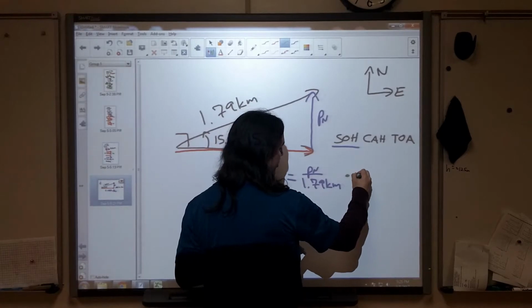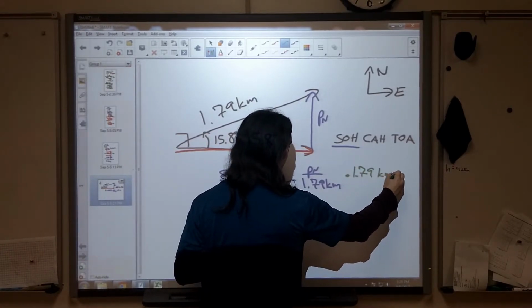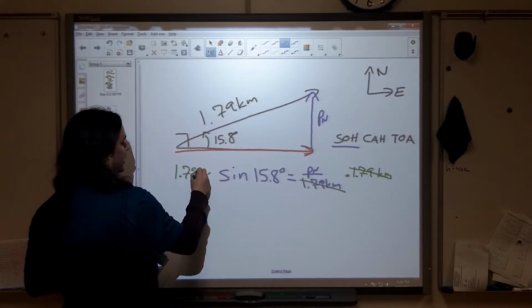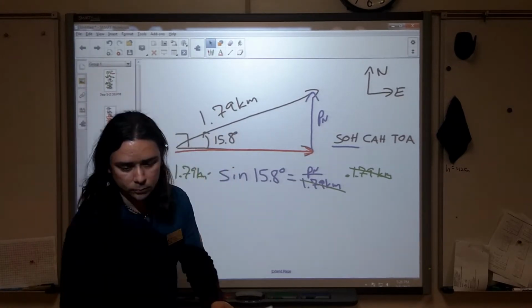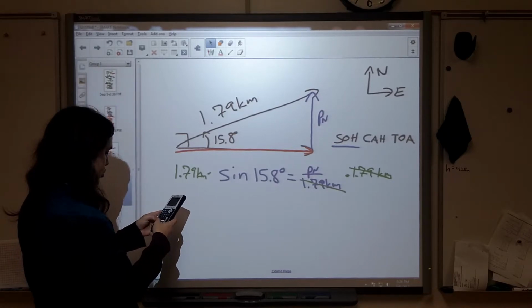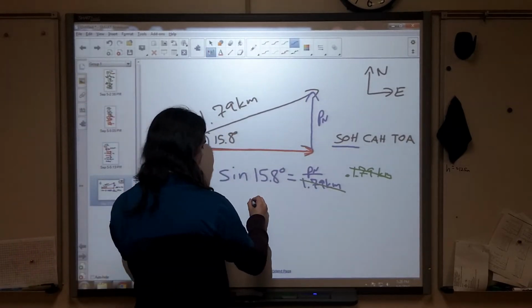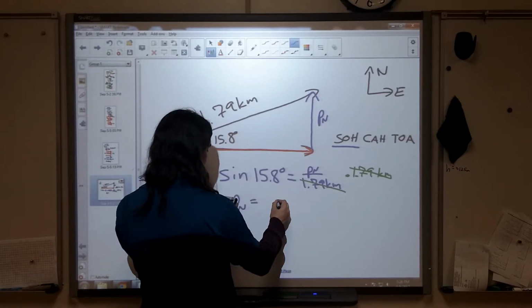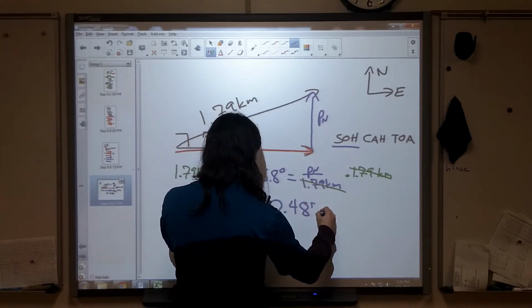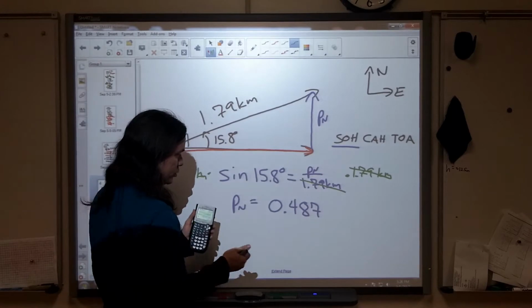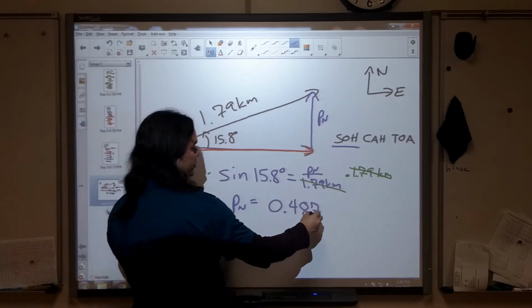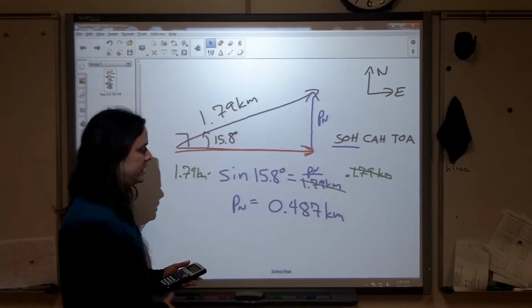Now, as we've seen before, I'm going to multiply both sides by 1.79 kilometers to get what I want, the path north by itself. We're going to go through and double check this. Let's see, sine of 15.8 times 1.79, and we get that how far they walked north, the path north, is going to be 0.487 kilometers, a little bit less than half a kilometer.